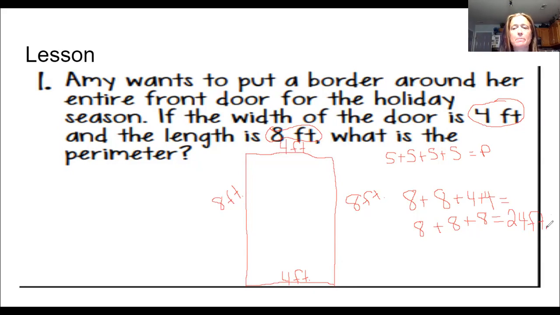Remember how she measured it too. She measured it in feet. So it's 24 feet. Okay. All right, so let's try our next one.